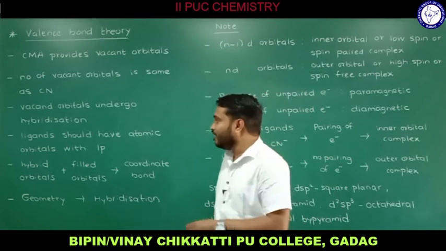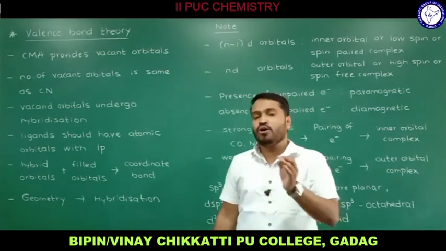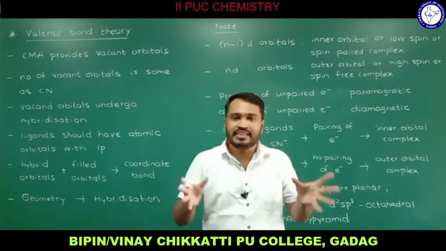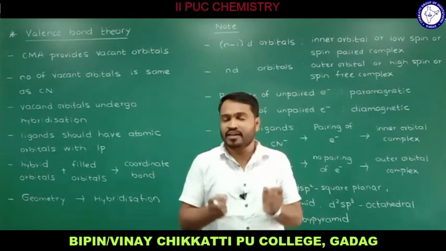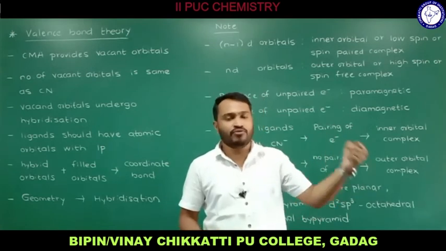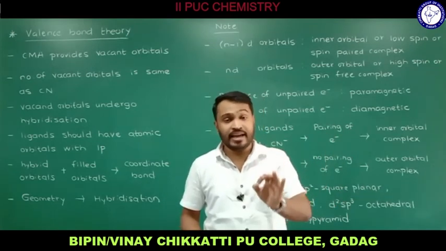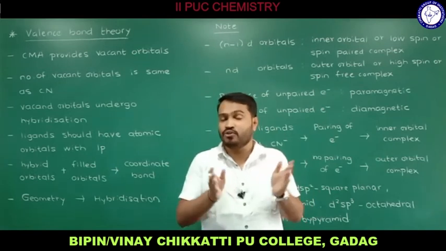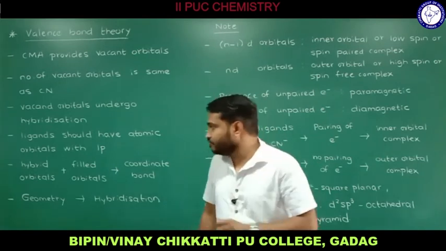Ligands should have at least 1 or 2 atomic orbitals with a lone pair of electrons. As I said, if the central metal atom has a vacant orbital, there must be a ligand which has a lone pair of electrons for the donation, isn't it? So the ligand must contain the lone pair of electrons, and these lone pairs are going to be present in atomic orbitals. We know that one.